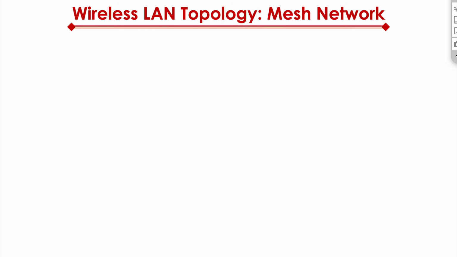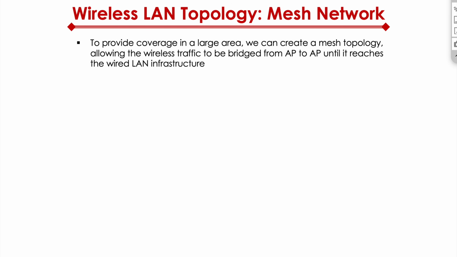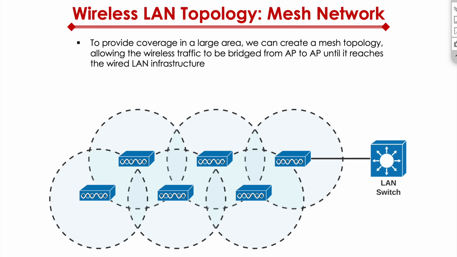Next up, we got the mesh network. This is a specialized type scenario. In a very large environment, we can create a mesh topology to allow wireless traffic to be bridged from one access point to another until it reaches the wired LAN infrastructure. So let me show you here.